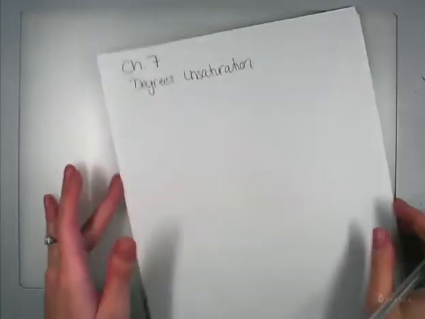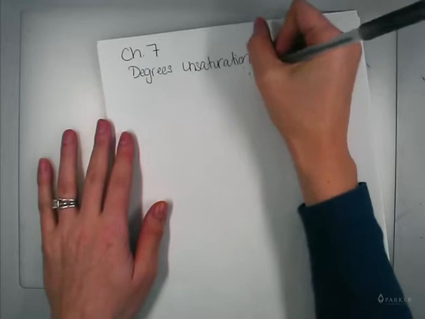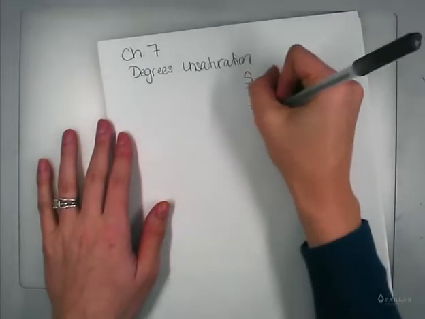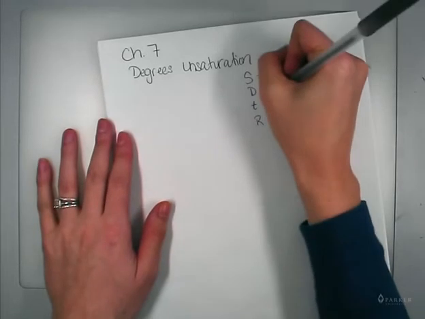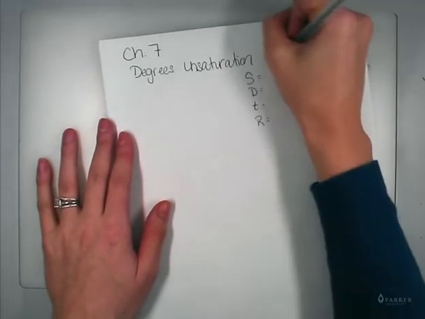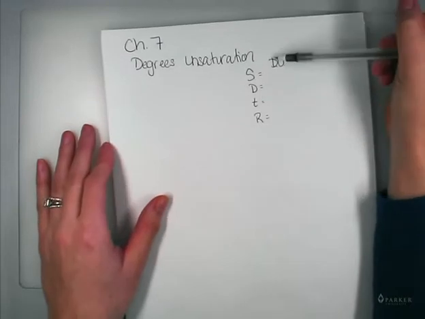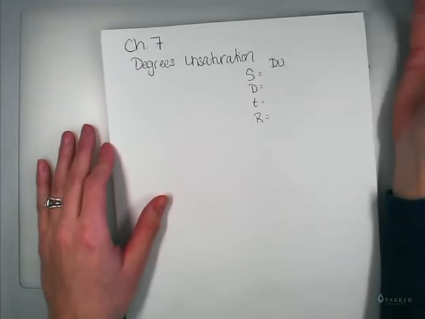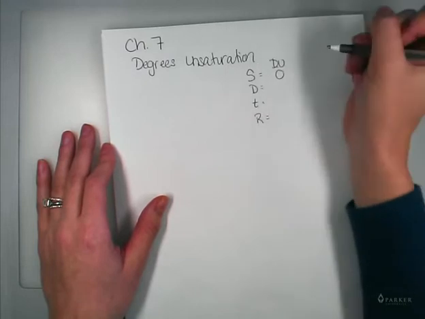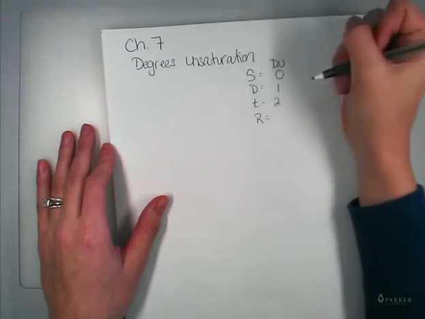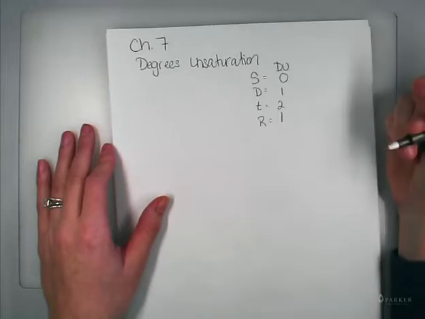So first, let's kind of define it. So we have a single, double, triple bond, and a ring. Degree of unsaturation. So how many degrees of unsaturation for a single bond? 0. Double, 1. Triple, 2, and a ring, 1.